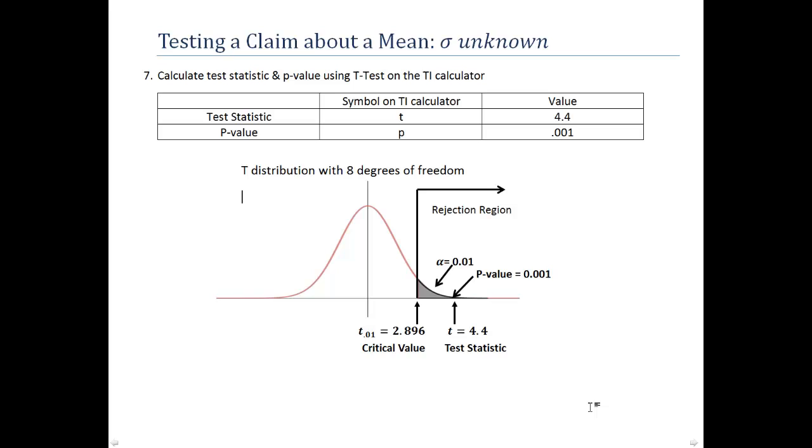But remember that the p-value is the probability of getting a test statistic as extreme or more extreme than what you found. So that 0.001 is the probability of getting a test statistic 4.4 or greater. It's the area underneath my curve to the right of 4.4. And you can see in the graph, there's not much there.